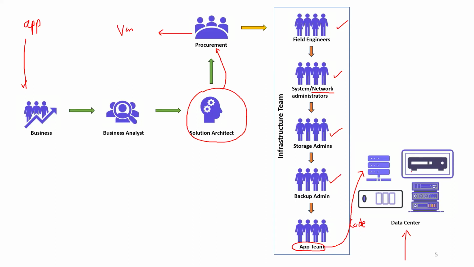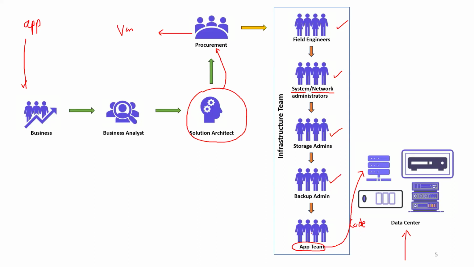Once the hardware is received at the data center, the field engineers need to take care of the rack and stack to assemble or arrange the entire hardware properly. Then the system admins come into the picture. They take care of the initial configuration of the system. The network admins take care of the network configuration so that the systems are available over the network. The storage admins take care of assigning storage to these systems. The backup admins take care of the backup for all of these storages.